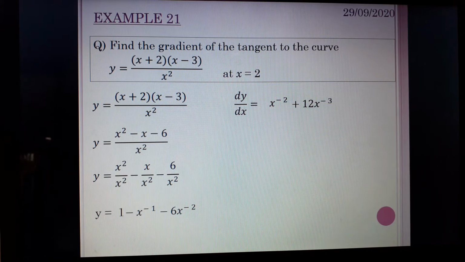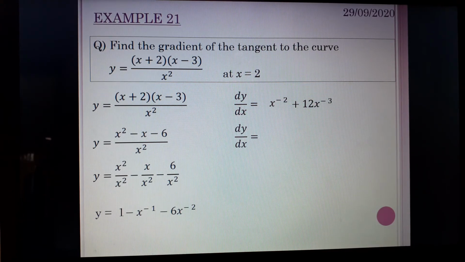So we're going to be substituting x equals 2 into this. Now, it's not very easy to work out what 2 to the power negative 2 is, or what 2 to the power negative 3 is. So we do really have to be able to fix these back up into positive powers again to make it easier to substitute the x equals 2 into them.